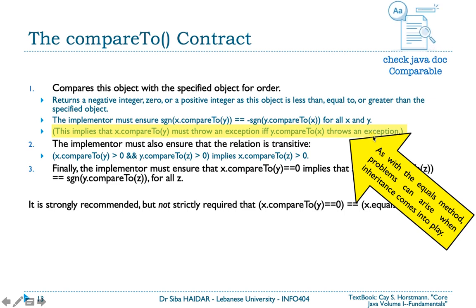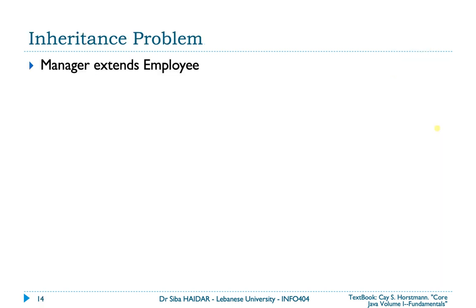For the first impression, you will say yes, of course. But as with the equals method, problems can arise when inheritance comes into play. So let us try to explain how the problems arise when there is inheritance in respect to the contract of compareTo. So let us consider our example, which is the manager class, which extends the employee class.